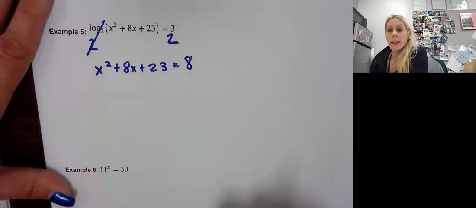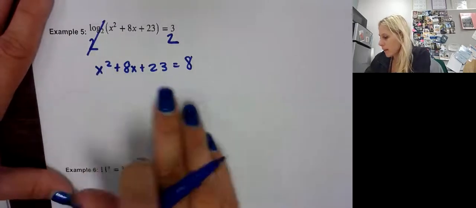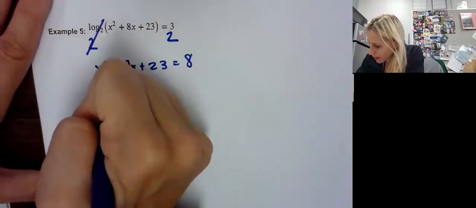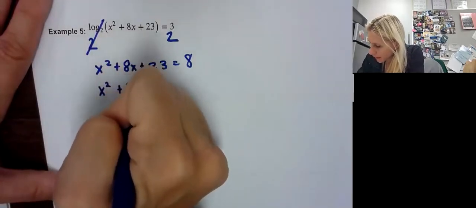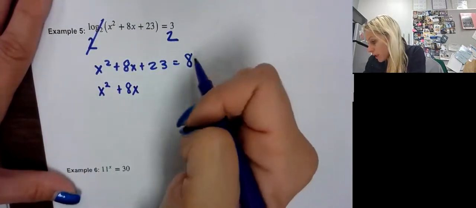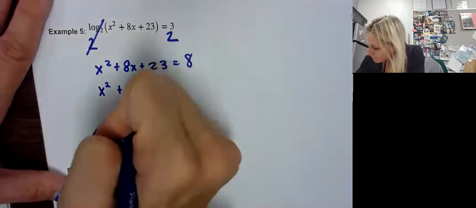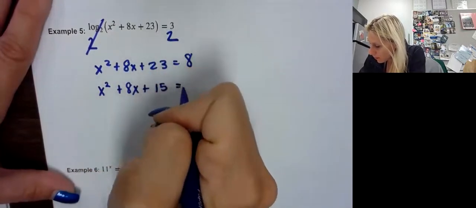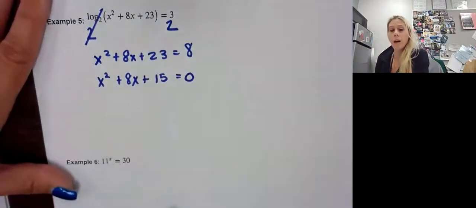Now we're going to solve just like we did the other side. Because we have an x squared, I've got to move this 8 over by subtracting. So x squared plus 8x, if I subtract, that would be 15, equals 0, because I have to make it equal 0 before I factor.